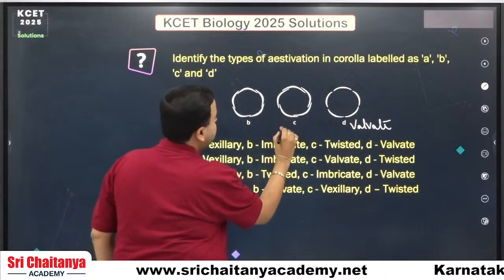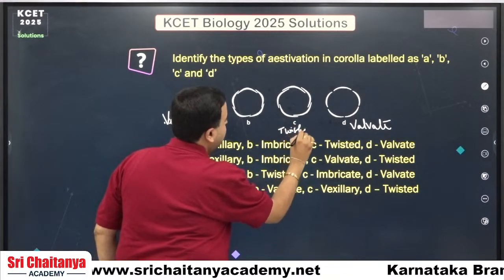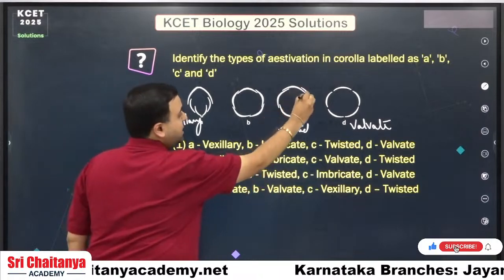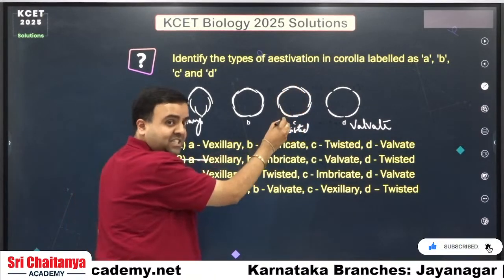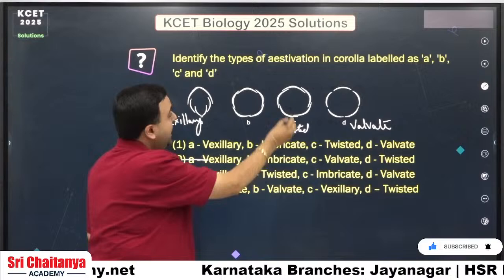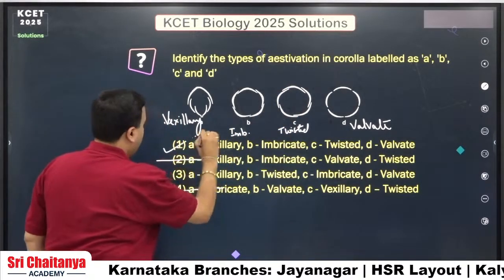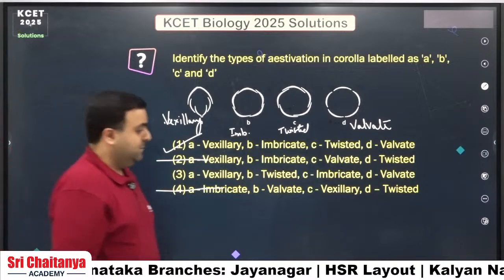Now C is going to be twisted or contorted aestivation, where there is a particular direction in the arrangement of the petals. They not only touch each other but they also overlap in a particular order. Then this is going to be imbricate. So therefore option 1 is going to be the correct answer.